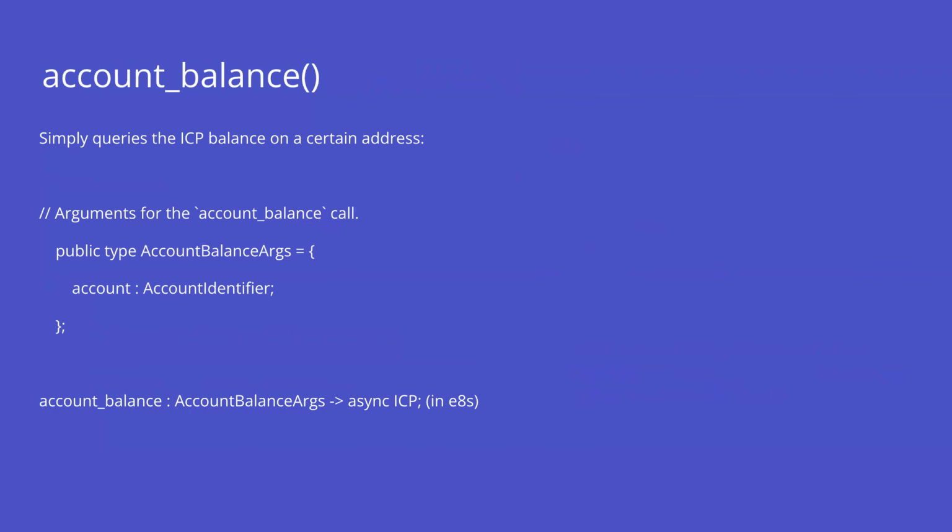The other function is a lot more simple. You just give it an account identifier and it will give you the current ICP balance for that account in this E8S notation.